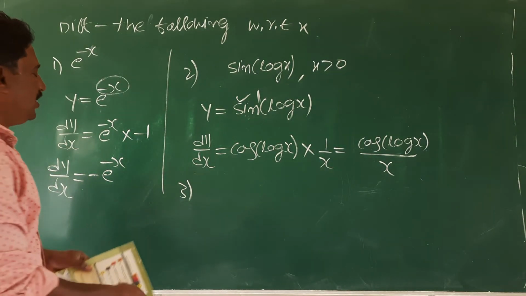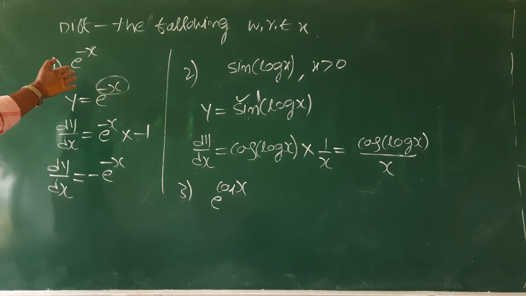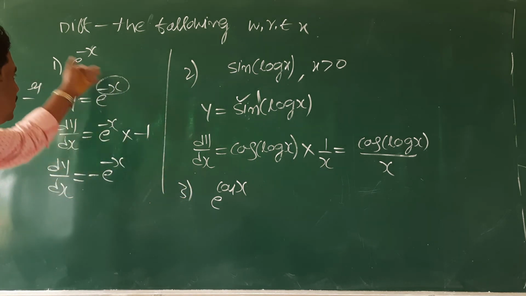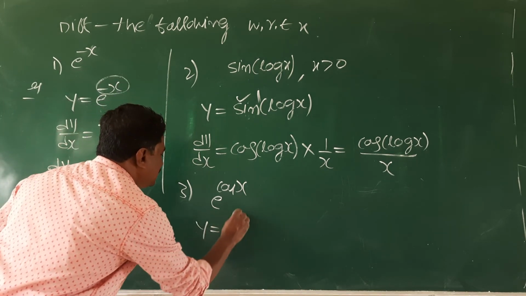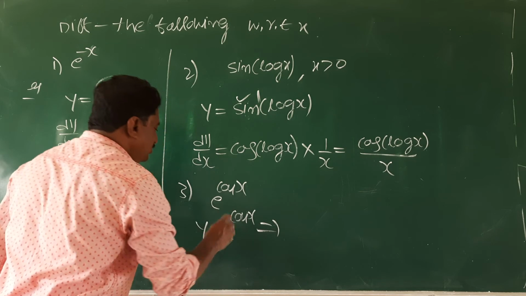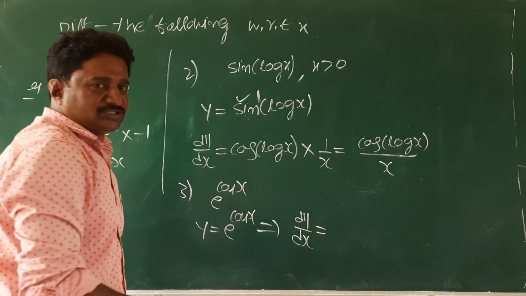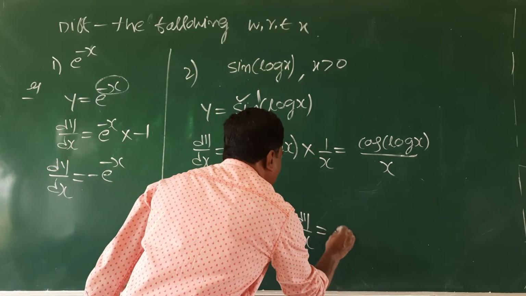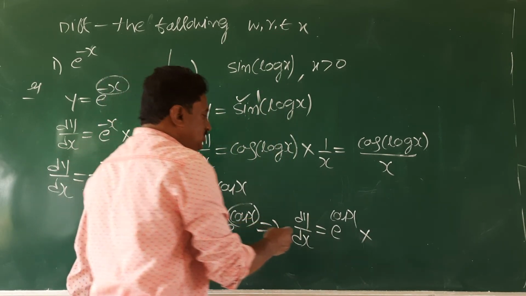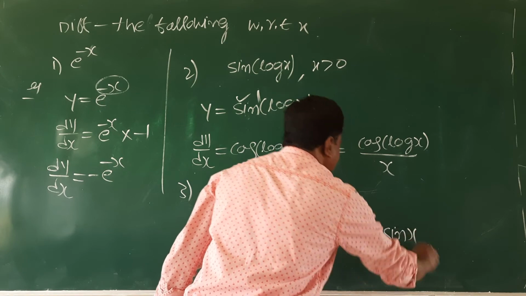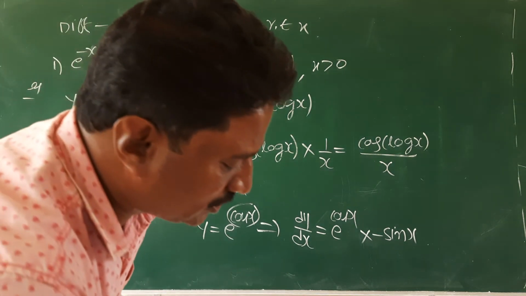So e power cos x, same type of question. Already we differentiated a question of this type. So you take that as y. So y equals e power cos x. Differentiate that y, dy by dx. E power fx, e power cos x is e power cos x. Again differentiate cos x: differentiation of cos x is minus sin x. This is the required dy by dx, students. Let us solve one more question.